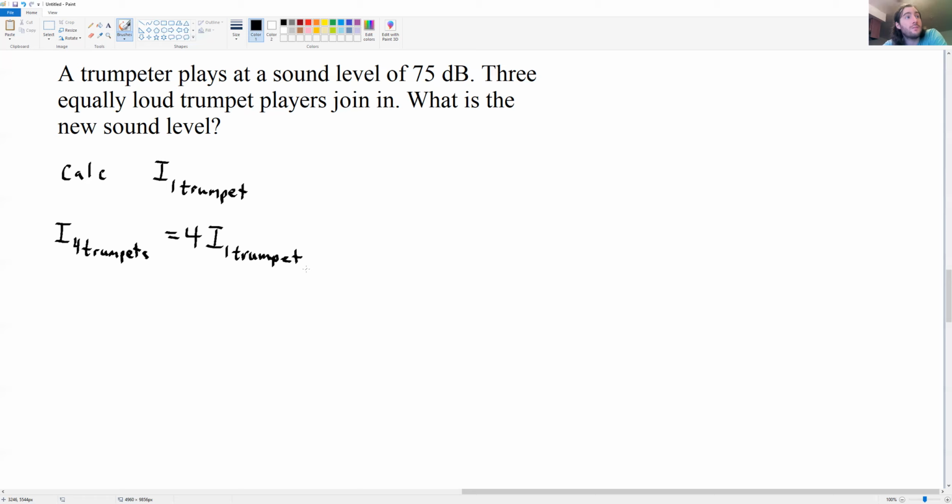And each of those intensities might be different because they're at different distances. In this case, we're looking at a situation where all those trumpet players are on a stage, maybe part of a band, and we're equally far away from all 4 of them. So we'll multiply the intensity of 1 trumpet by 4 to get the intensity for 4 trumpets. And then we're going to take this information and calculate the new beta value for 4 trumpet players.